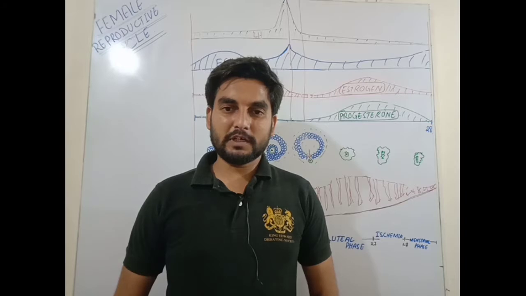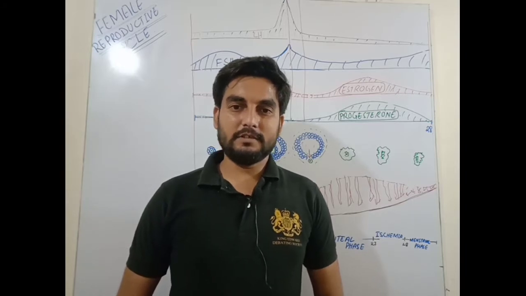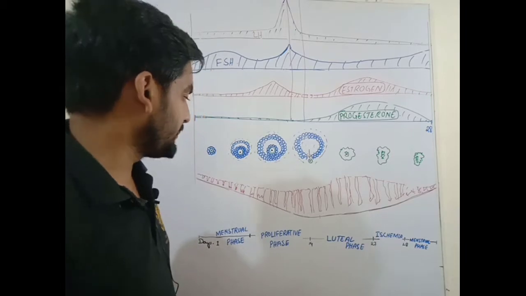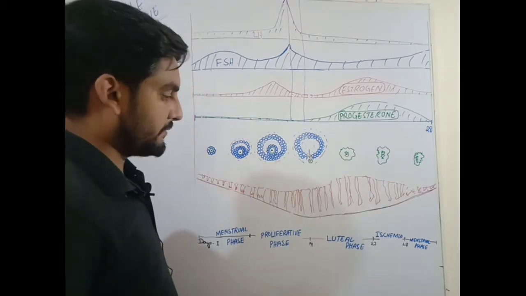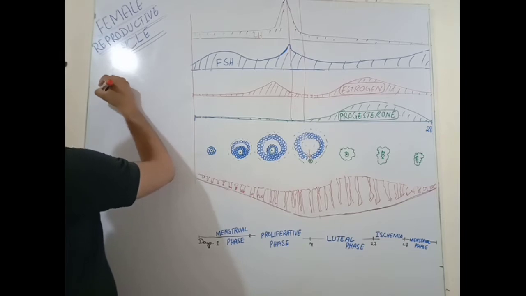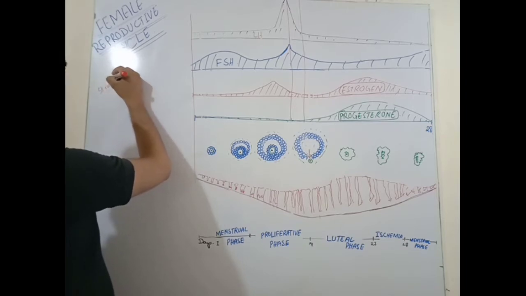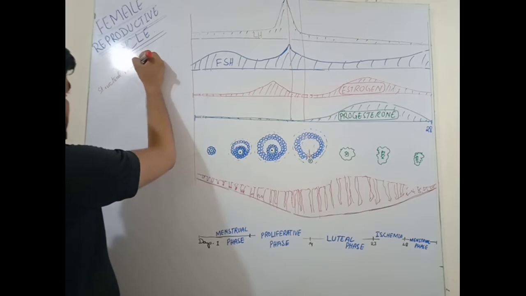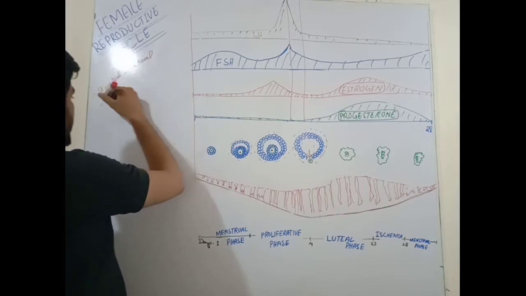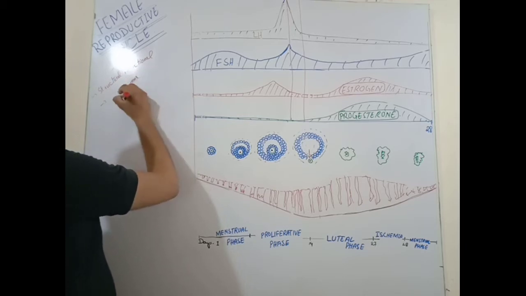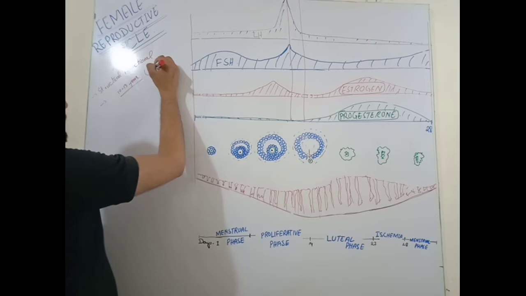Today we are going to talk about the female reproductive cycle. The female reproductive cycle is a period of events occurring in the female reproductive organs. These are the structural and functional events that occur in females at puberty. Puberty starts from 10 to 13 years of age. This is puberty.